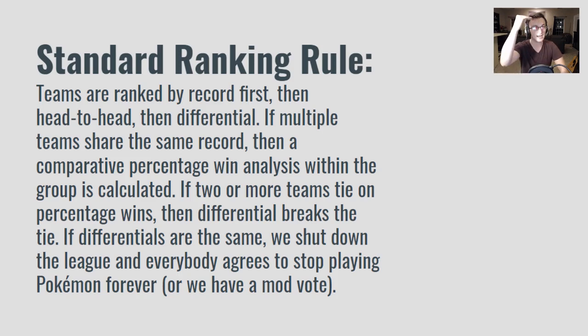If you have 6 and 5 and your friend is 5 and 6, you know that you're above them. Then head-to-head. If you have the same win-loss record, say both 5 and 5, have you played each other? If you have and you won, then you're above them. If you haven't, then we move on to the third question, which is differential.